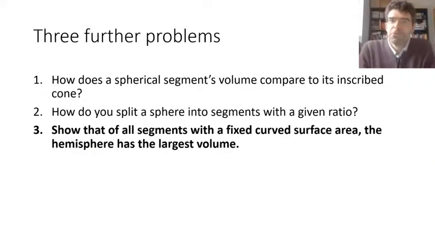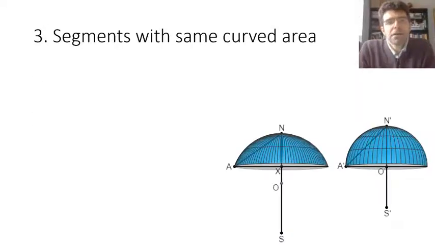Now, the third and final problem that we're going to look at, based on Archimedes' study of spherical segments, is to show that of all the spherical segments whose curved surface is a given size, the hemisphere is the one that has the largest volume. Suppose we've got the hemisphere and some other segment, as in the diagram. What can we say straight away from the fact that the curved surface areas are the same? Well, it's that NA is equal to N dash A dash, because remember the surface area we saw is the same as a circle whose radius runs from the middle to the rim of the segment.